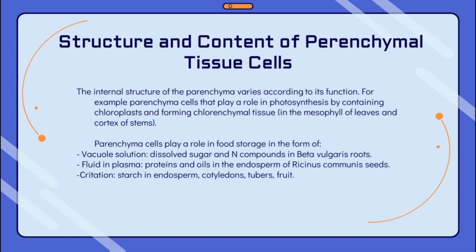Parenchyma cells play a role in food storage in the form of vacuole solution, dissolved sugar and compounds in petals, fluid plasma, proteins and oils in the endosperm of Ricinus communis, and starch in the endosperm, cotyledons, tubers, and fruit.